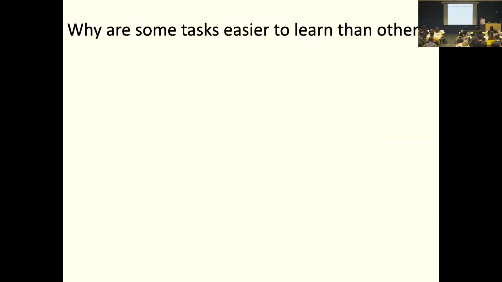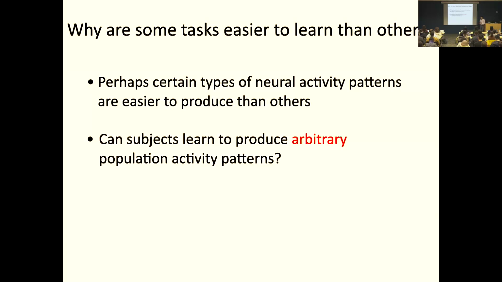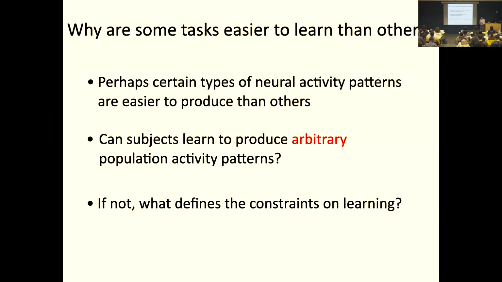Different tasks require the brain to produce different population activity patterns. And maybe one reason why some tasks are easier to learn than others is because certain activity patterns are easier for the brain to produce than other patterns. And can we go even farther to ask whether the brain can learn to produce arbitrary activity patterns? And if not, what defines the constraints on what the brain can learn?